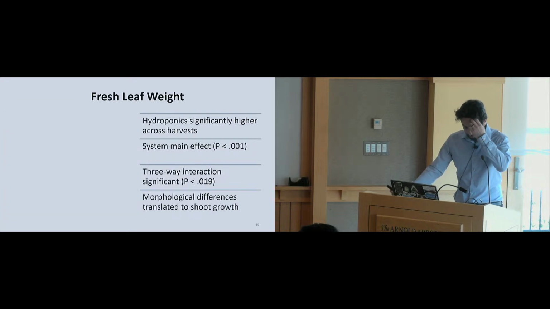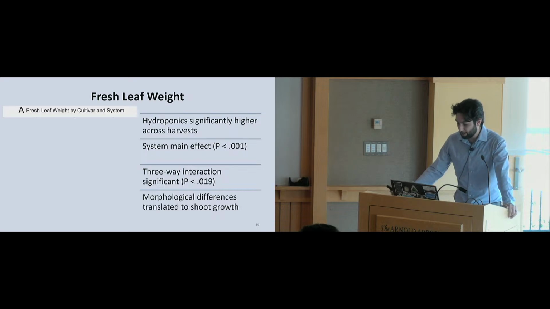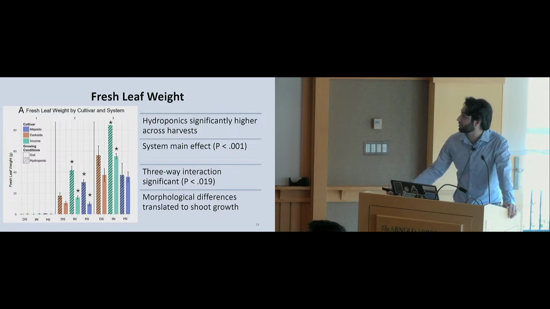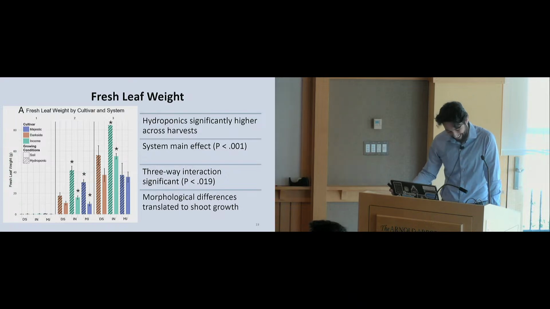So for our fresh leaf weight, we had significant three-way interactions here. It's important to note, especially as we see from our second and third harvests, that we see significant results here, especially in our fast-growing cultivar Income, but also in our dark side, our middle growth cultivar as well. So we're seeing a strong main effect, but also interaction effects among this whole thing. But the bottom line from there is that morphological differences in our root systems are actually translating to shoot growth differences. And that, of course, is exactly what growers want, right? Who wants to grow less spinach, right, overall?